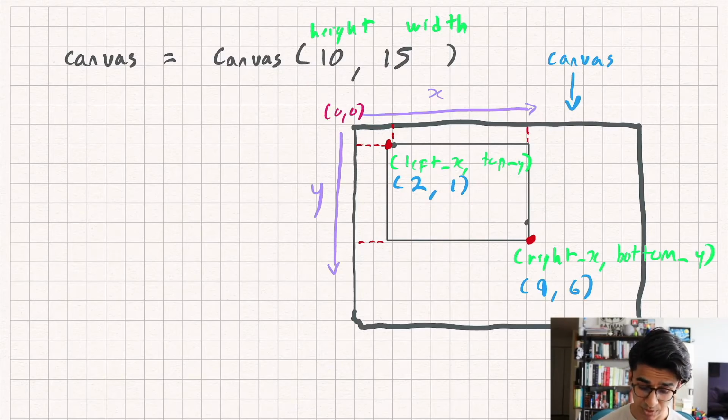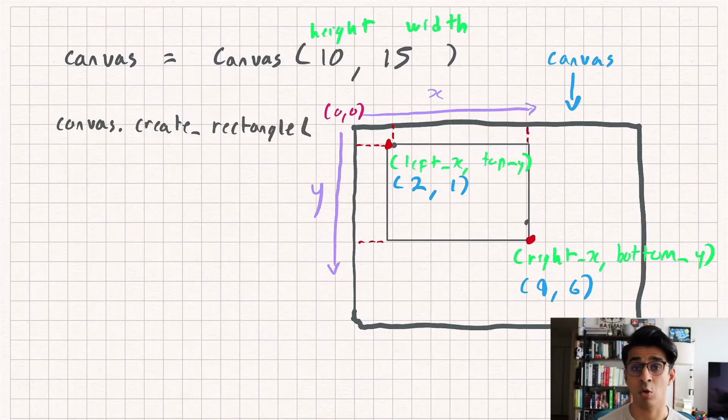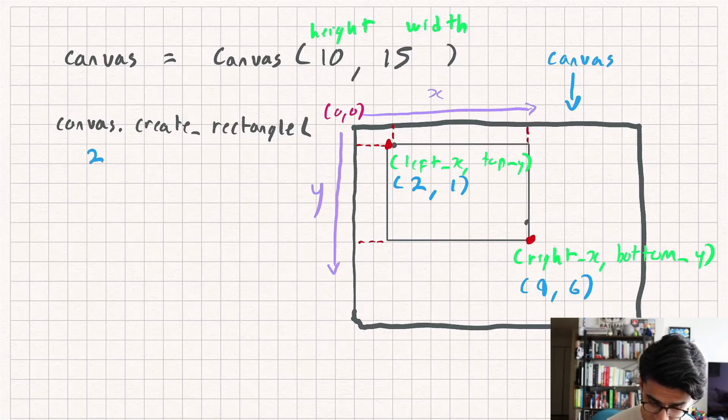So what we can do, therefore, to actually draw this rectangle in code is call the function canvas.create_rectangle. And then as parameters to that function, we pass in the 4 coordinates that we just found. We pass them in this order: the left x coordinate, the top y coordinate, the right x coordinate, and the bottom y coordinate. So what we're going to do is call the function with 2, 1, 9, 6. And again, let's close off the parentheses.